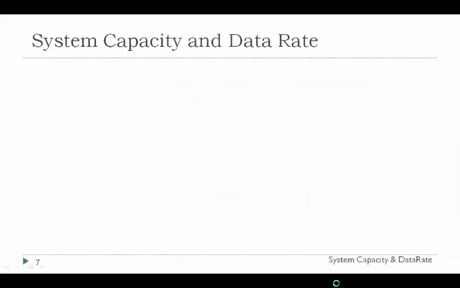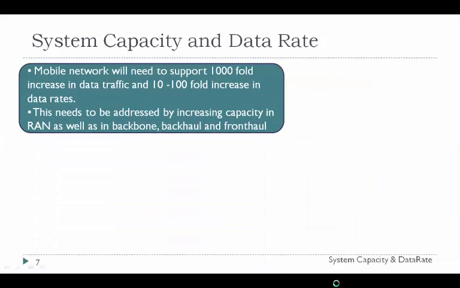Mobile networks will have to support 1000 times increase in traffic and 100 times increase in data rates. Because of evolution in technology, today we have n number of connected devices which need round the clock data services. This increase in system capacity cannot be handled in 4G LTE networks. So this increase in capacity has to be addressed in radio access networks as well as in backhaul and fronthaul.